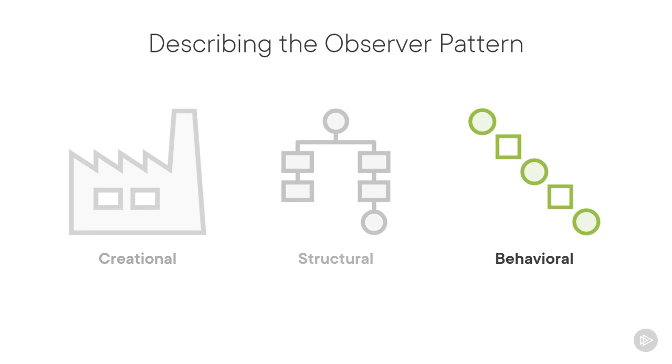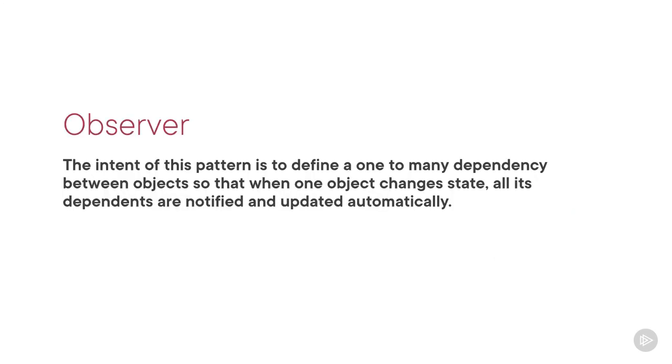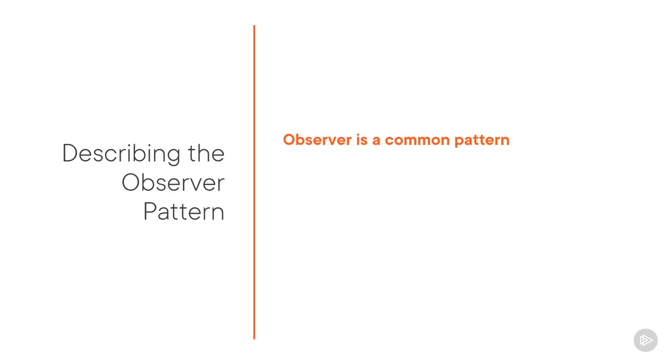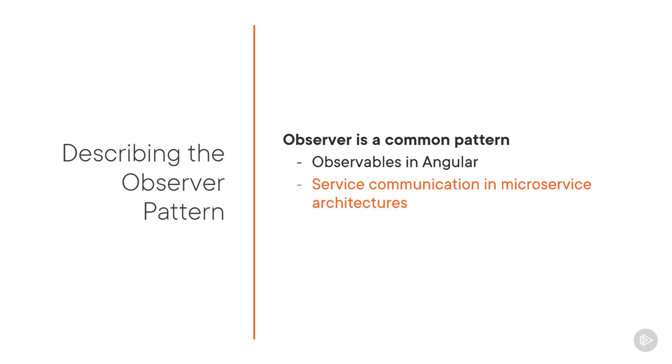The observer pattern is a behavioral pattern from the Gang of 4 library of design patterns. The intent of the observer pattern is to define a one-to-many dependency between objects so that when one object changes state, all its dependents are notified and updated automatically. It's a pretty common pattern. For example, in Angular you've got an observable class that implements it. Also, when you're working with microservices, you'll often have services that subscribe to change events on other services to allow them to keep their data store in sync, and so on.